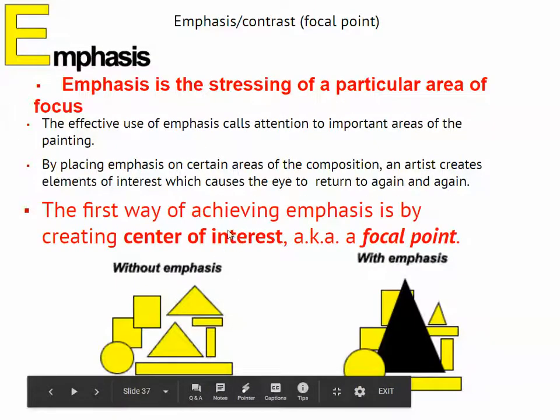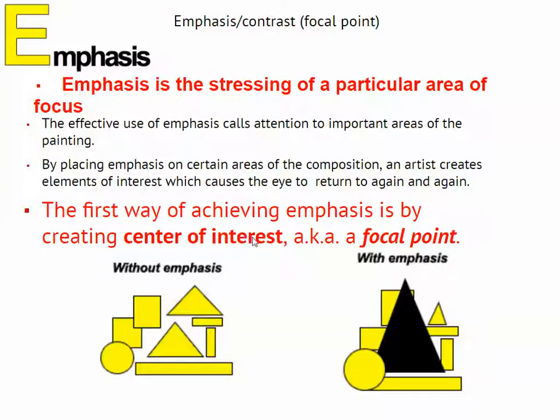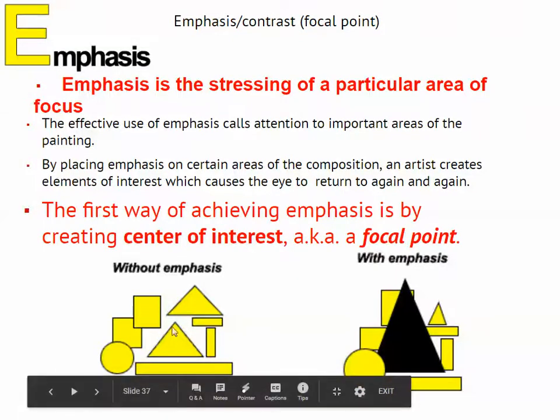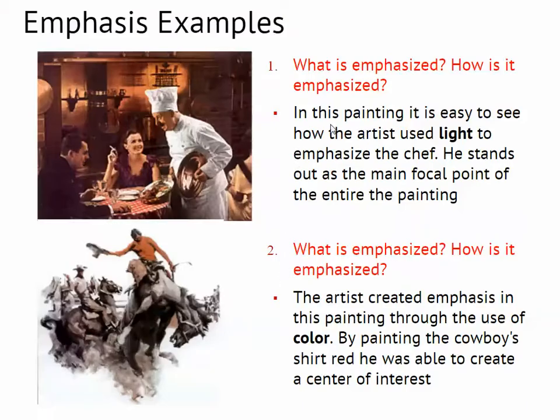Okay, so emphasis is a rule or guideline that you could use in your artwork. Here there's no emphasis. This is emphasized because of color. Okay, so what is emphasized and how is it emphasized? Well, in this one, the chef is emphasized because everything else is kind of moody and dark, and he has this bright white. So we emphasized him through the brightness of it.